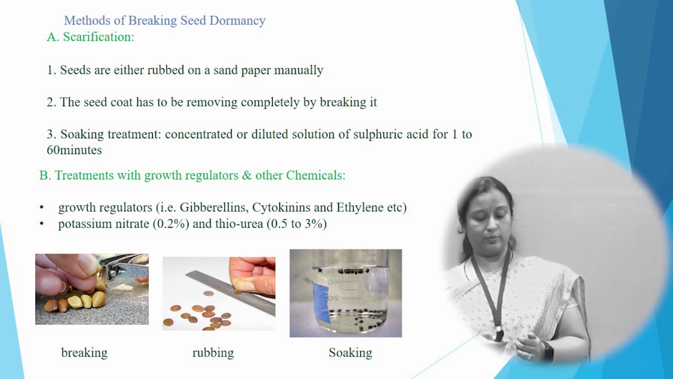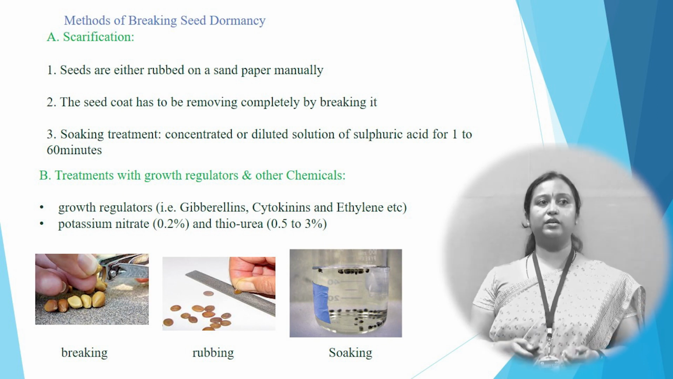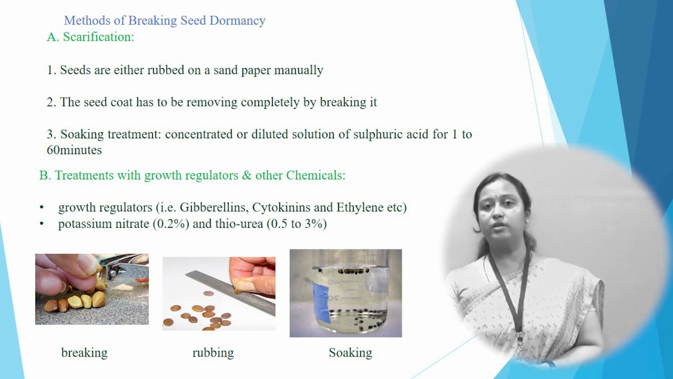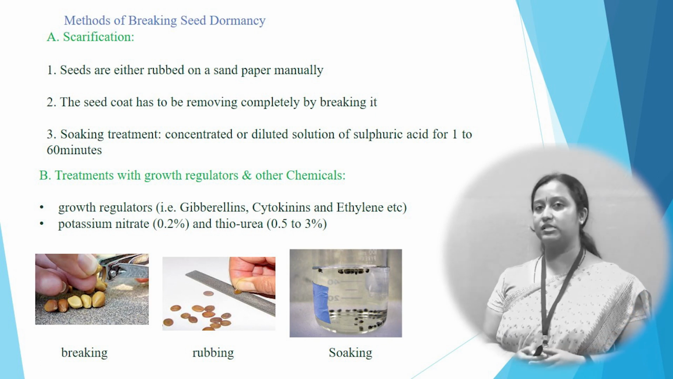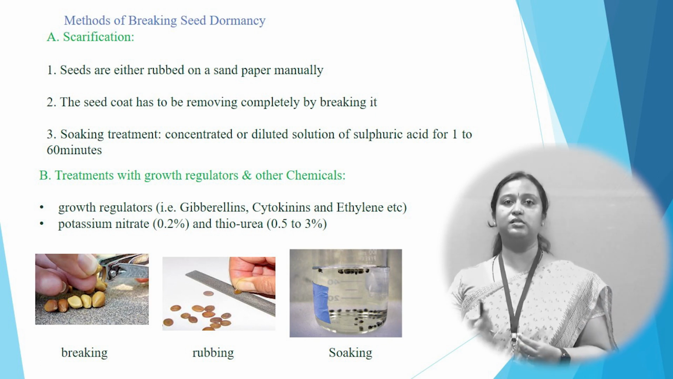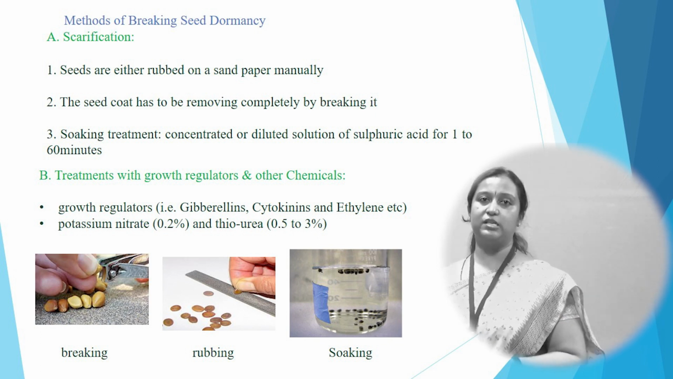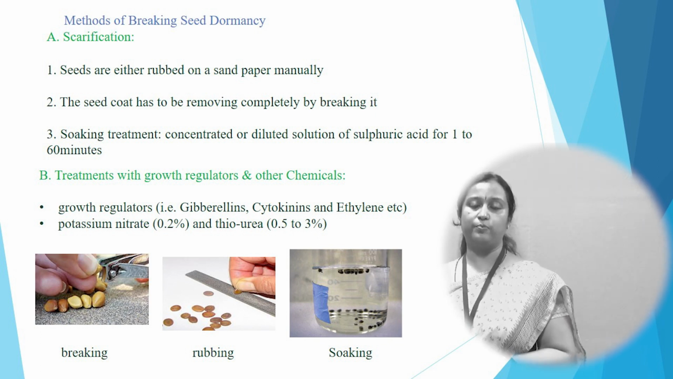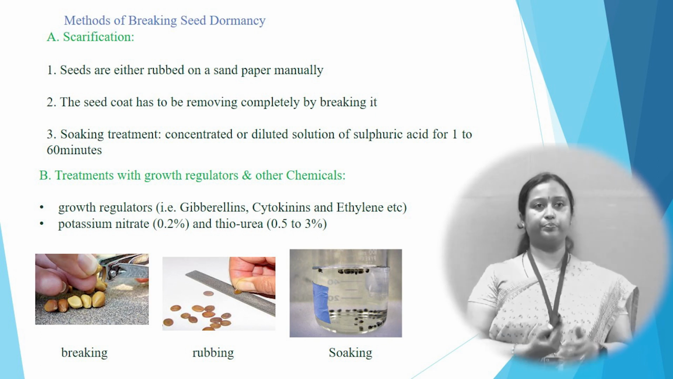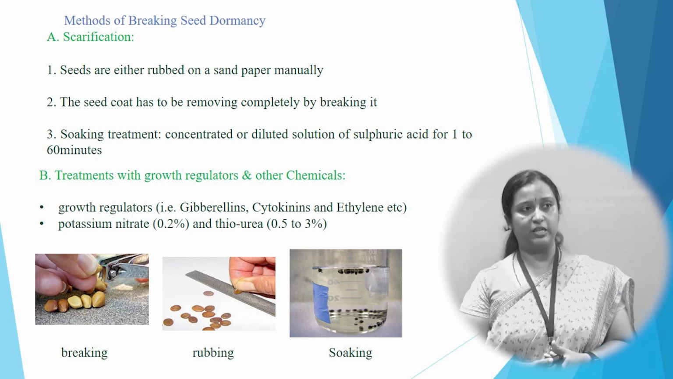And the third one is soaking treatment, where concentrated or diluted solutions of acids like sulfuric acid are used, where the seeds are soaked for 1 to 60 minutes to soften the seed coat. So then the seeds can be used for germination easily.